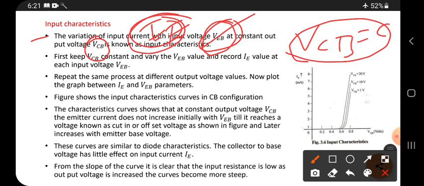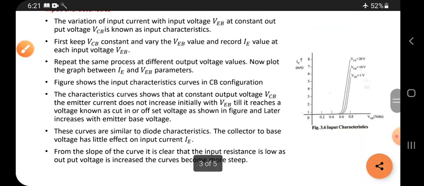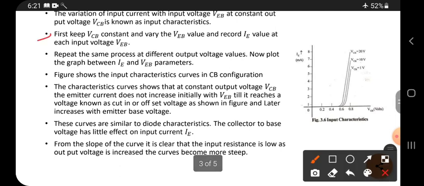Changing VEB, we get a change in IE, at constant VCB, which is the output voltage. First, keep VCB constant and vary VEB values and record IE values at each input voltage VEB. The diagram is also given, so let me explain later. Repeat the same process at different output voltage values. Now plot the graph between IE and VEB.